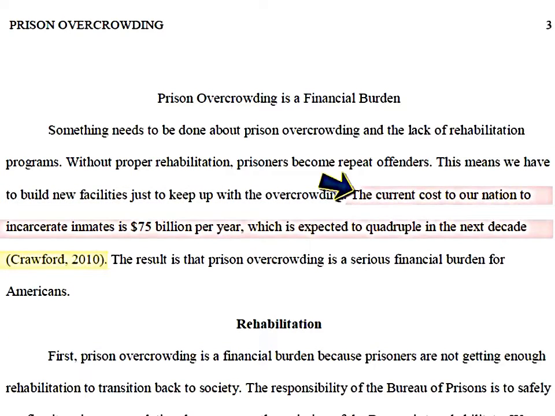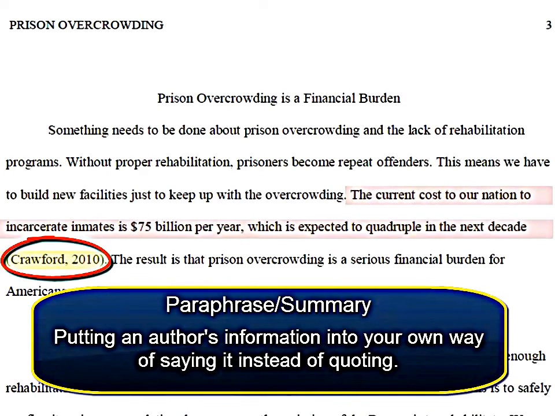Now this sentence: "The current cost to our nation to incarcerate inmates is $75 billion per year, which is expected to quadruple in the next decade" (Crawford, 2010). This is clearly statistical information associated with a single source, Crawford. It's not common knowledge, and so must be cited. Notice that Jane chose not to quote from Crawford, but to put the stats in her own sentence. This is a good choice, because quotations should be used only when the original wording is important for some reason.